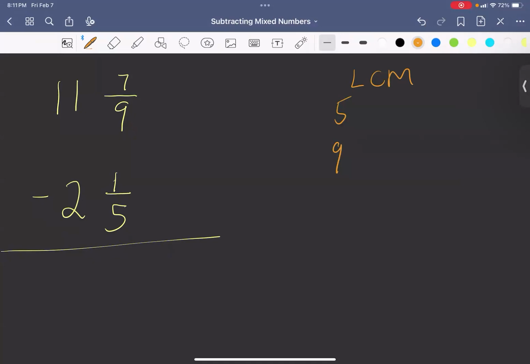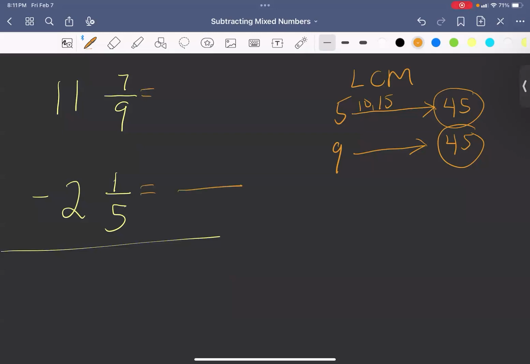When I write out the multiples of 5, 5 times 1 is 5, 5 times 2 is 10, 5 times 3 is 15, all the way out, I'm going to get 45. The first common multiple they're going to have is 45. So I did that to save time, but you can write it out if you need to do that. So I'm going to use 45 as the new denominator.